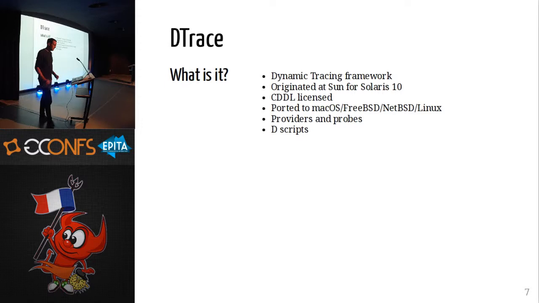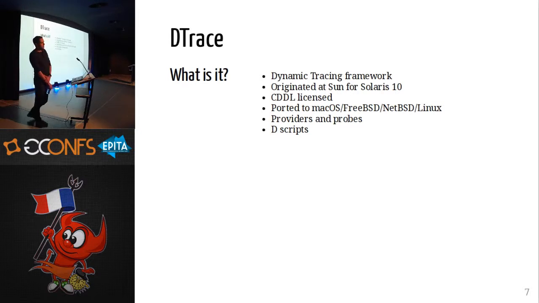So as I mentioned, it was made production ready by Sun in 2003, publicly released in Solaris a couple of years later, and since it's found its way into macOS around 2007, with FreeBSD, NetBSD, and Linux following shortly. There has been an attempt to port DTrace to QNX. However, just like QNX's future, it's sort of unknown.